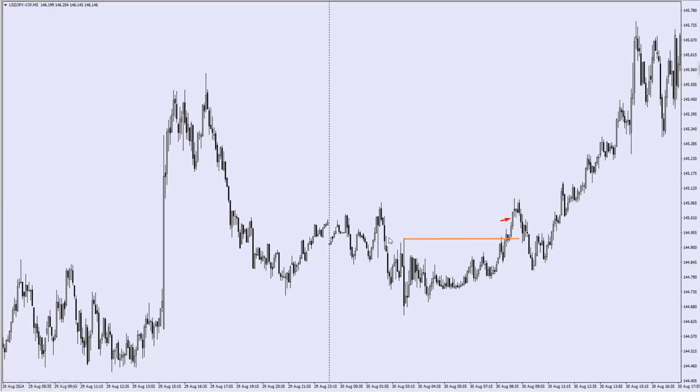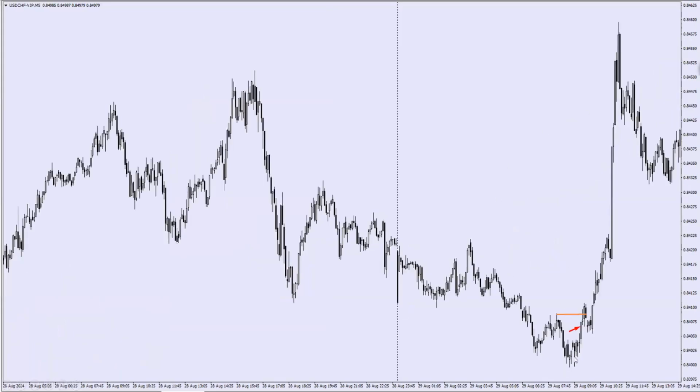They started pushing up, taking out this area, retracing to the 50% level, and it went up. So you do see all this happening. And this is one more.